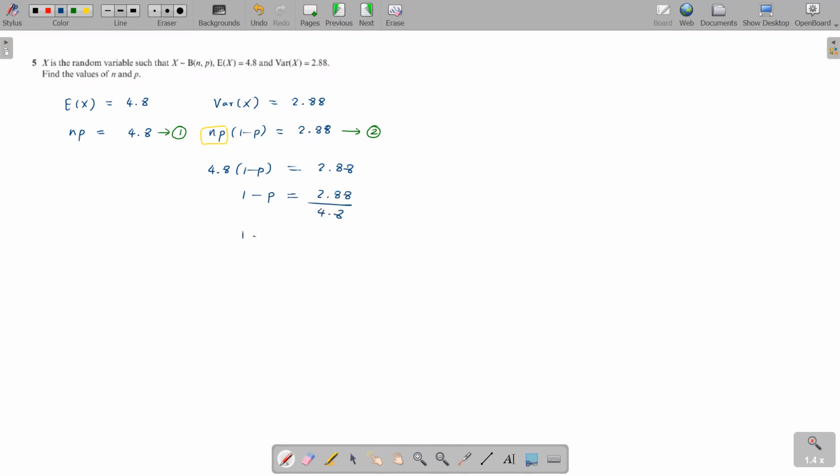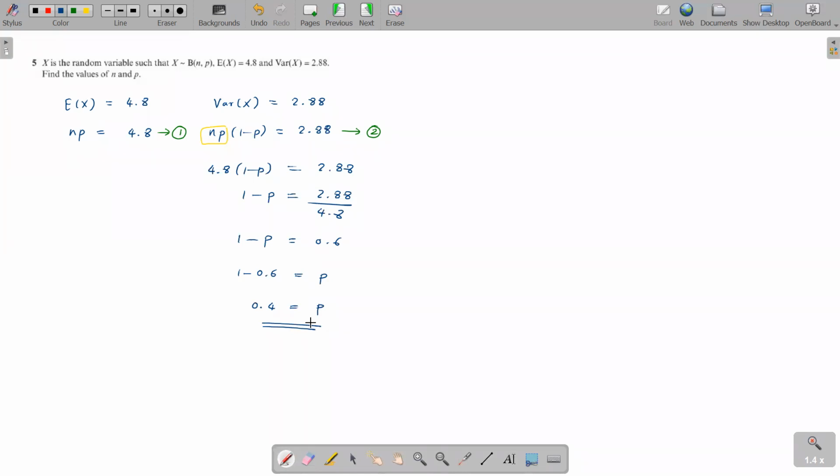How much is it? 2.88 divided by 4.8 is? Let's divide it. 0.6, and I get here 1 minus 0.6 equals p. 1 minus 0.6 is 0.4. So p is equal to 0.4.